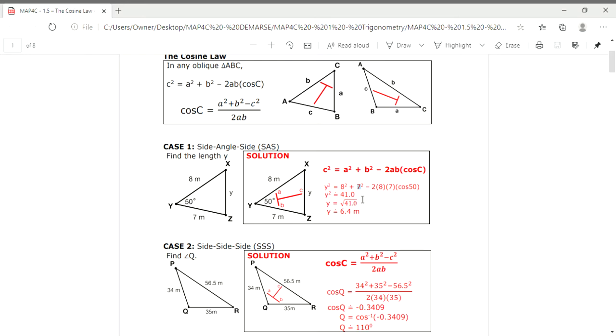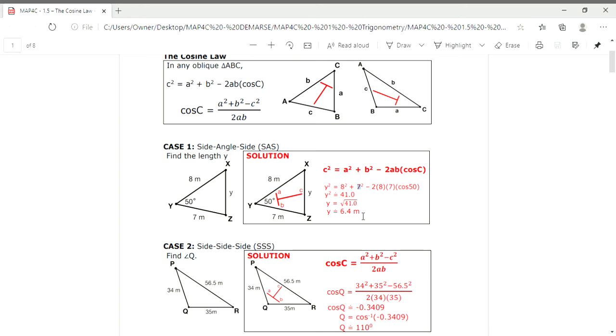We are asked to find just y. Our last step is to do the opposite of squaring y, and the opposite of squaring is square root. So taking the square root of 41.0 gives us a final answer for y of approximately 6.4, and the units on that will be meters.